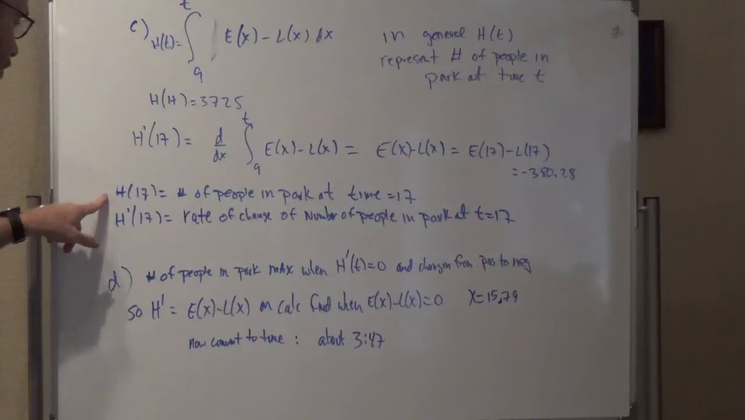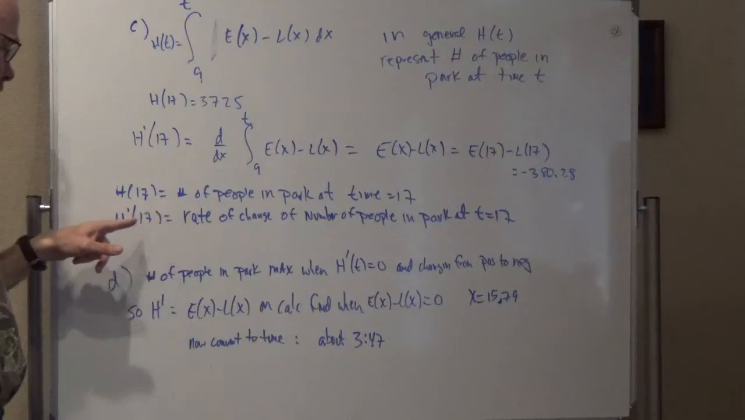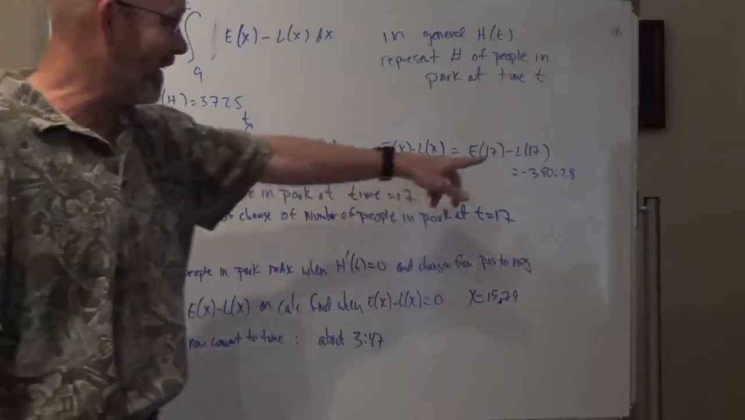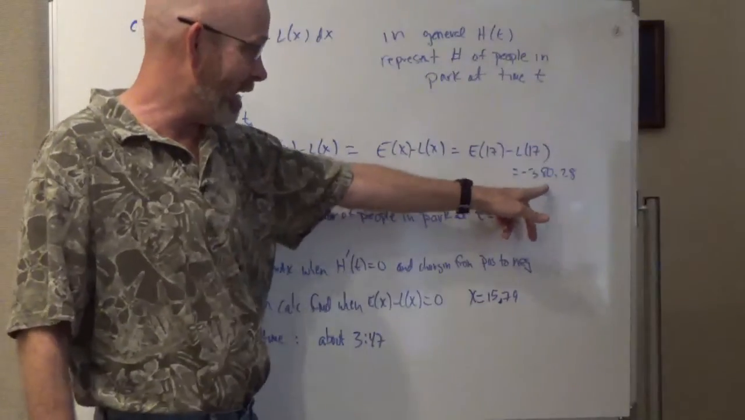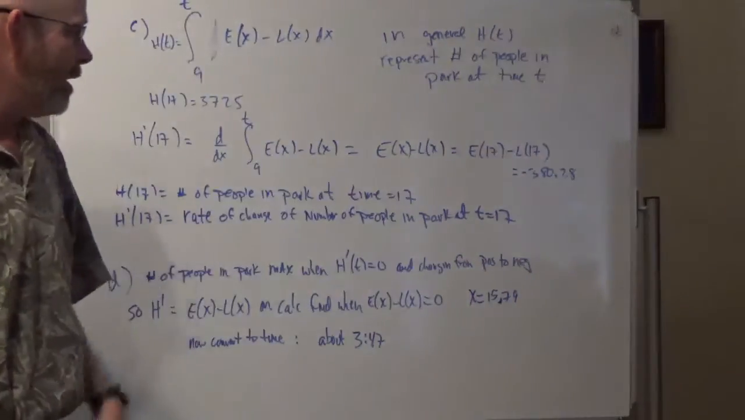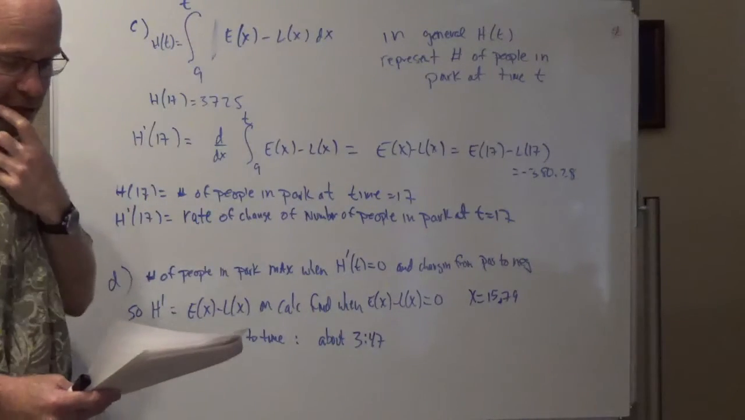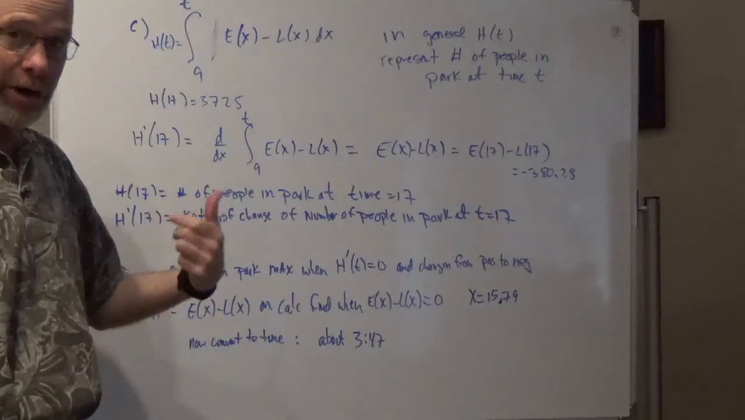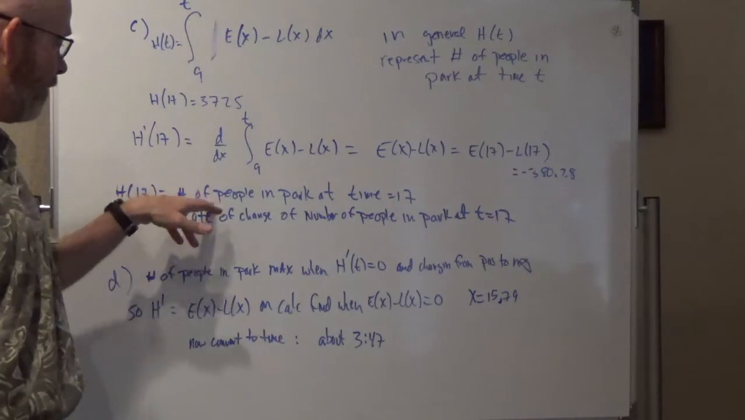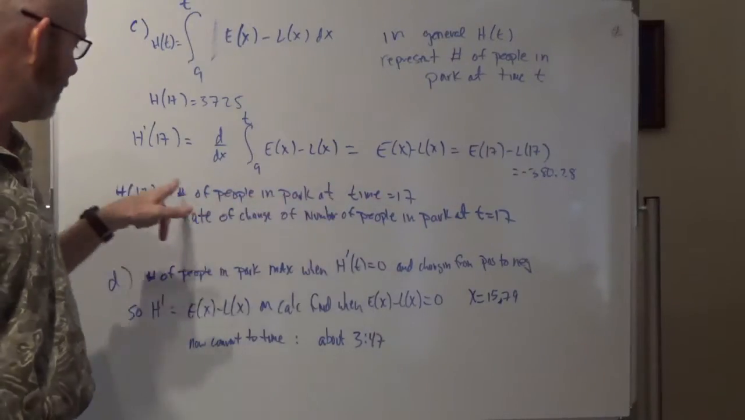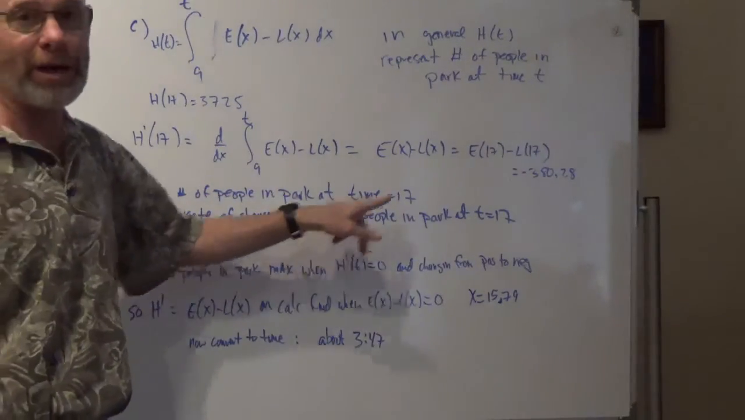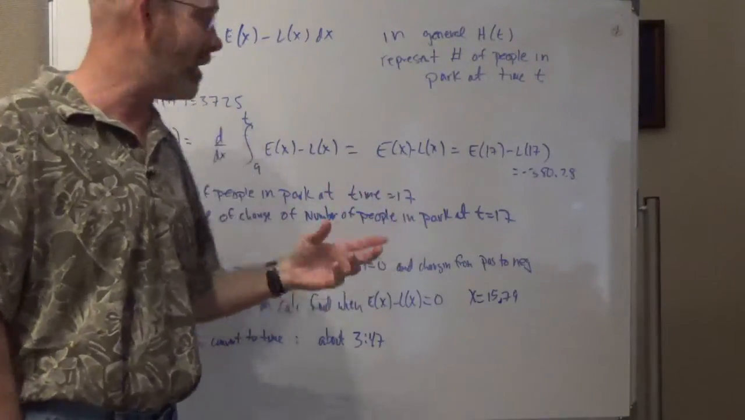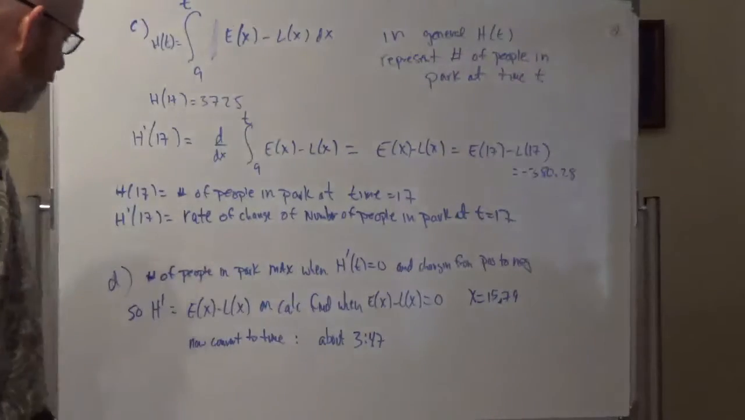In general, h represents the number of people in the park, and h prime represents the rate of change of the number of people in the park. So that means people are leaving at a rate of 380 people per hour. It's really important when it says to explain the meaning and the context that you have to put in the time. They will mark you wrong if you don't. So it should say the number of people in the park at time equals 17. The rate of change of number of people in the park at time equals 17. You're going to see this over and over and over. It's going to occur in a lot of these practice tests. Got to have that time in there.